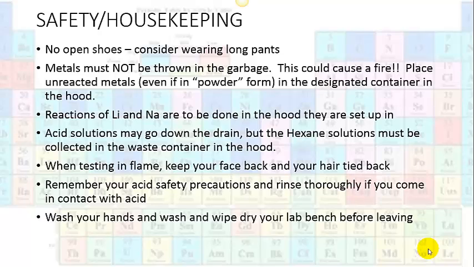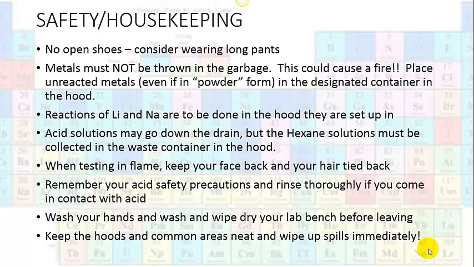When you're done with the lab this week, please make sure that you wash your hands and wash and wipe dry your lab bench. Make sure you wash it before you come in, as soon as you arrive, and then before you leave. The hoods and the common areas, it's very important this week to keep neat, and any spills, make sure you wipe them up immediately. Let your instructor know if you've made a large spill.